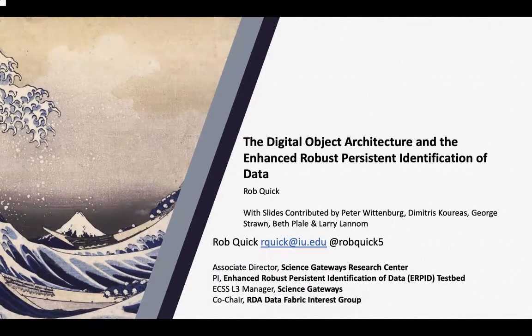Good afternoon or good morning, everybody, depending on where you're located. Thanks for taking your time to spend what'll be about 45 minutes with me talking about the digital object architecture and an NSF project we have called RAPID, which is the robust persistent identification of data, and its newer version, which is E-RPID, where we've enhanced some of the services.